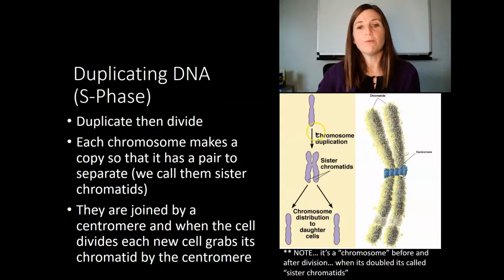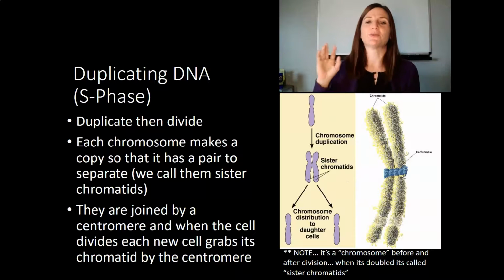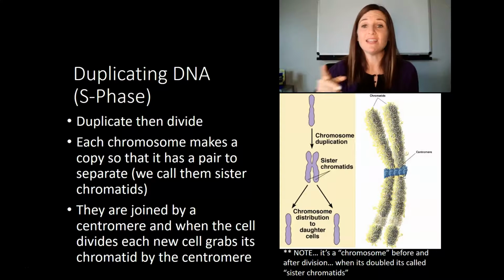So it's called a chromosome before and after division. When it's doubled, we call that a sister chromatid. Just some terminology that's really going to help you when you're reading. You should be reading your book as you're understanding and as you're reading.